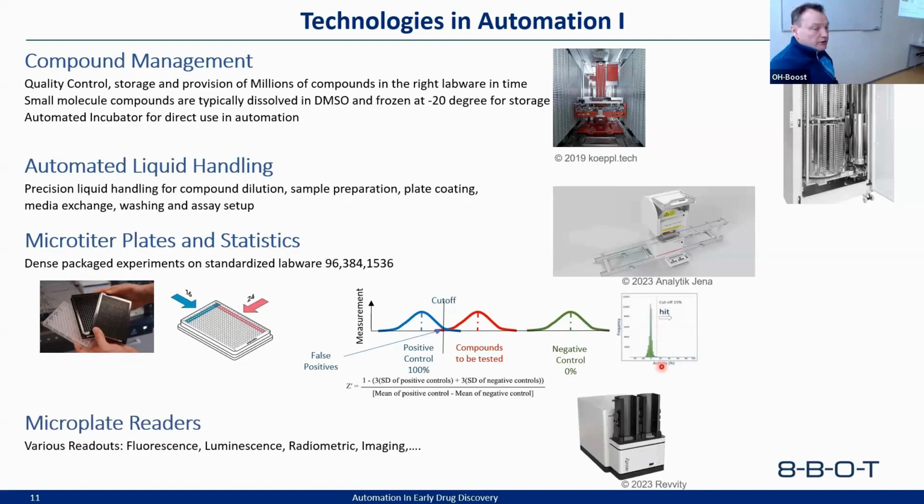Typical microplate readers, workstation based, I would say. This is a luminescence fluorescence reader. The easiest way is you just slot in one plate manually, but you can also have the stacker solution here, where you put in, let's say, 10, 20 plates, and they're automatically measured. And there are different microplate readers: fluorescence, luminescence, radiometric measurements, whatever you like.